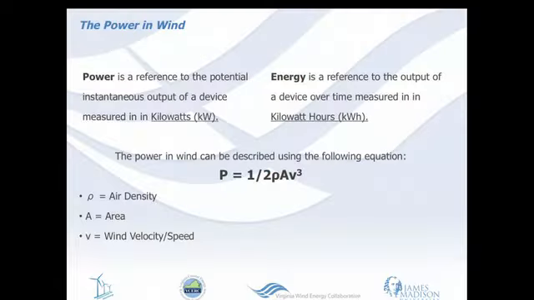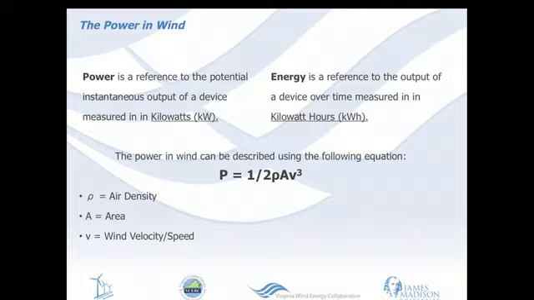So just as a reference, because I know that these two terms, especially when we're talking about energy and power, can get interchanged a lot unintentionally: power is essentially a reference to the potential output of a device, and that's measured in kilowatts, whereas energy is a reference to the output of the device over a series of time, and we talk about that in kilowatt hours.